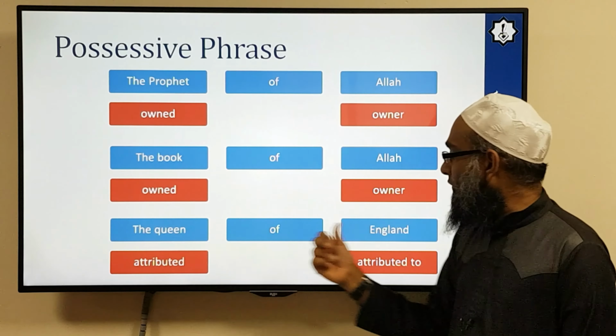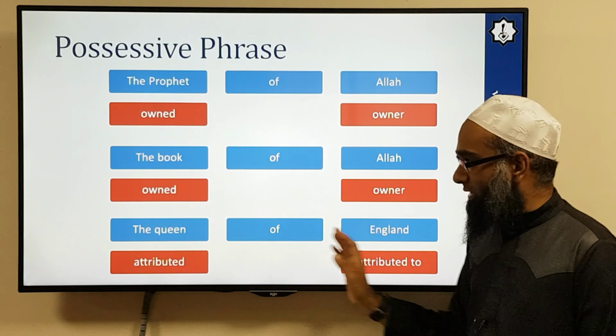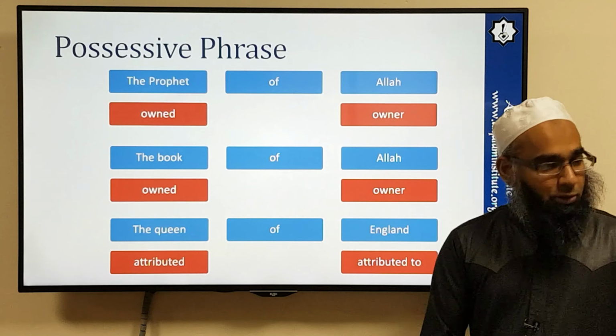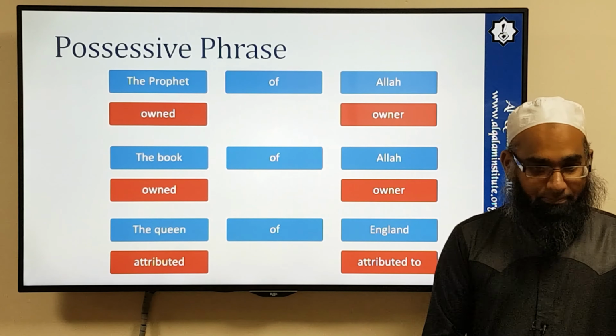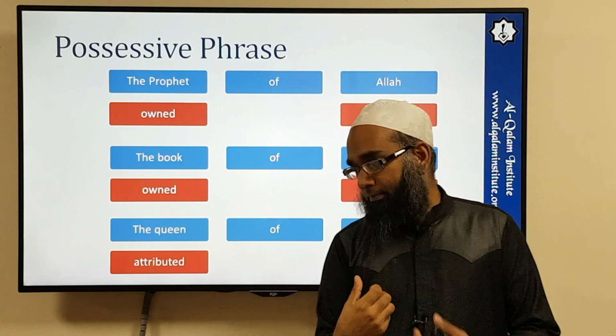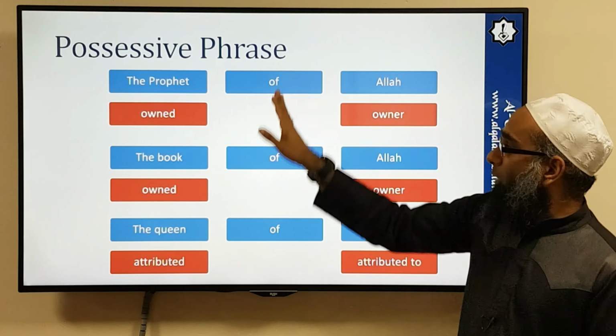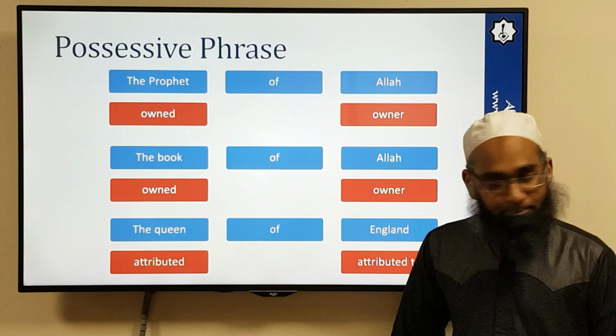And then we have the Queen of England. So the Queen doesn't own England, but you get what I'm saying? I brought this example to show you that she doesn't own England, but it's attributed. So whether there's an ownership or an attribution, it's called possession. And you use the word "of". There's also the apostrophe S, we'll discuss that later. But "of" is the easiest way to use it.